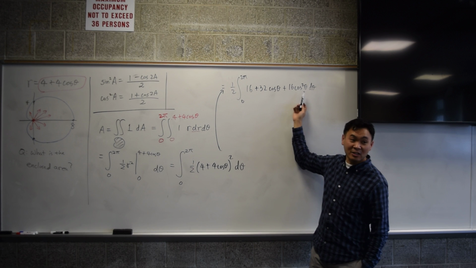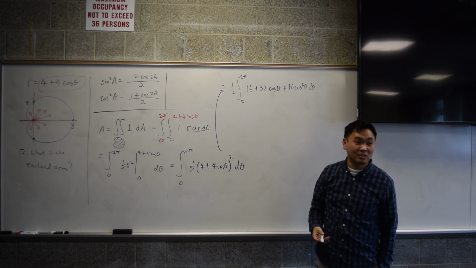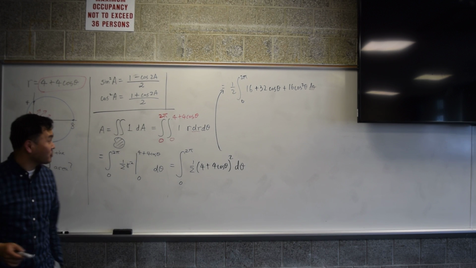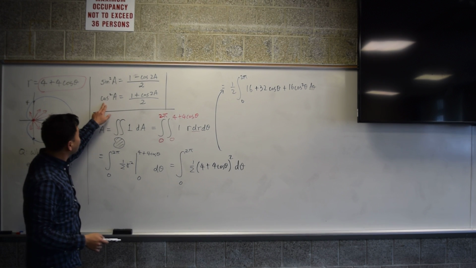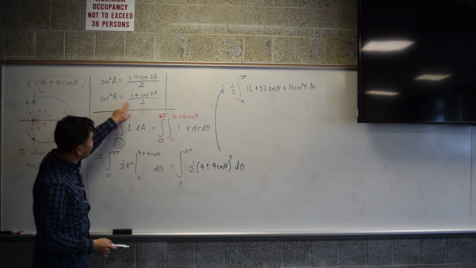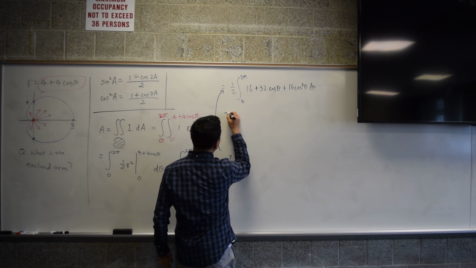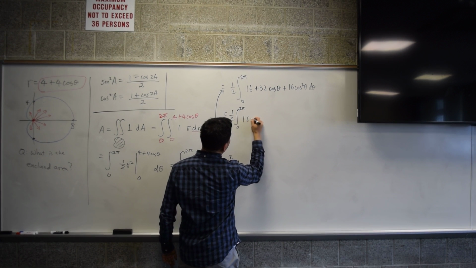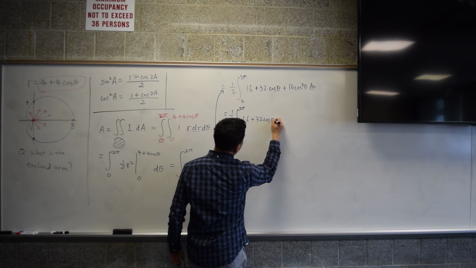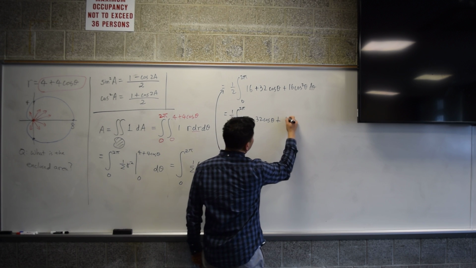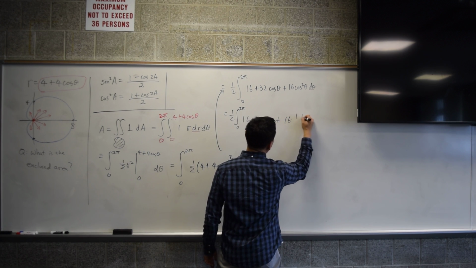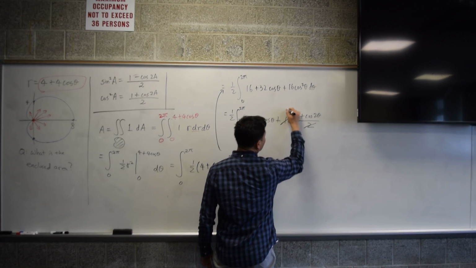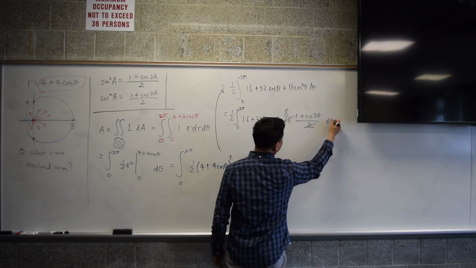That's not easy. Cosine squared is something that's not easy to integrate. You have to use this. That's why I wrote this formula down. So in our case, I have cosine squared of a with a being theta. So what do I put here? 16 plus 32 cosine theta plus 16 times (1 plus cosine 2 theta) over 2. That becomes 8.